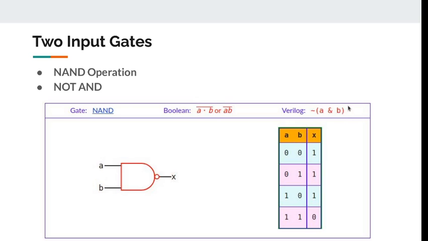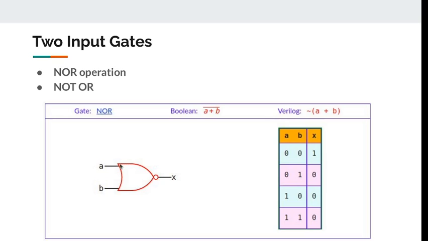In Verilog, you just put together the NOT symbol and the AND symbol, and you have the NAND gate. And when you're writing it, you also put it together. You have the AND here, and you have the bar over the operation, so you have the NAND operation.